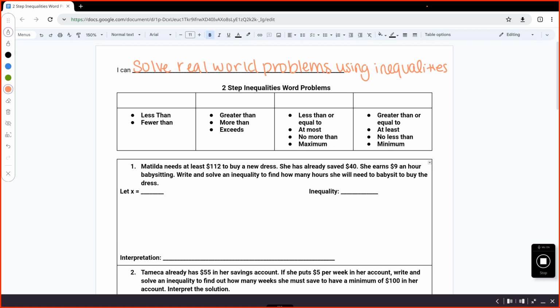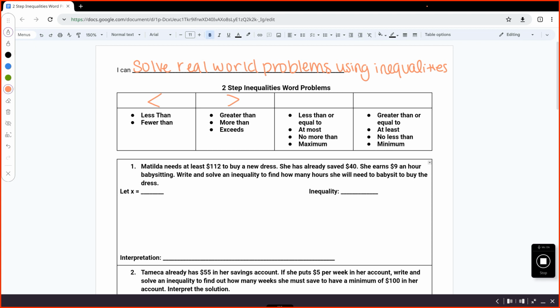So we have less than and fewer than. We use this symbol to show that. So less than, fewer than, that's the less than symbol. Next we have greater than, more than, or exceed. So we use the greater than symbol.